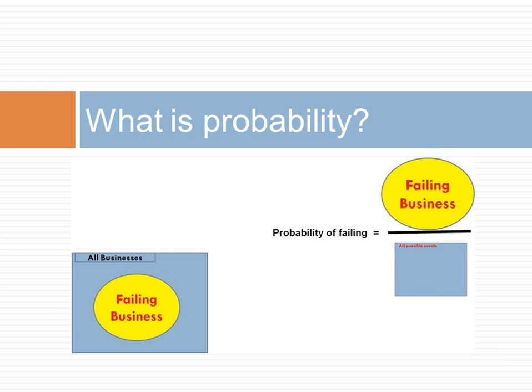The probability of a small business failing is then the number of business failures divided by the number of small businesses. Here the rectangle represents all businesses and the yellow circle shows failing businesses. The ratio of the two shows the probability of failing businesses.